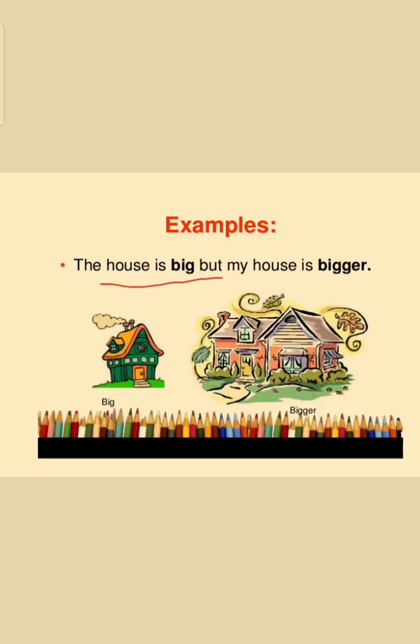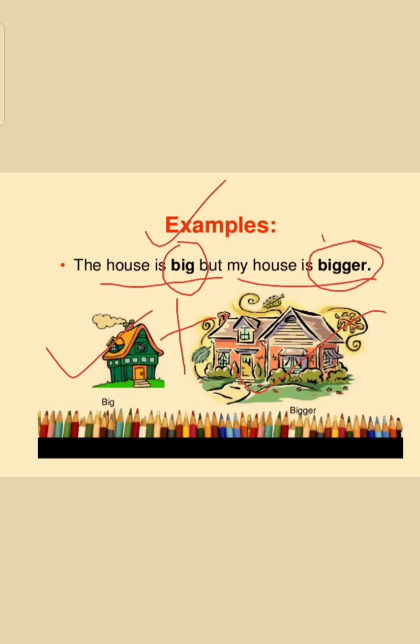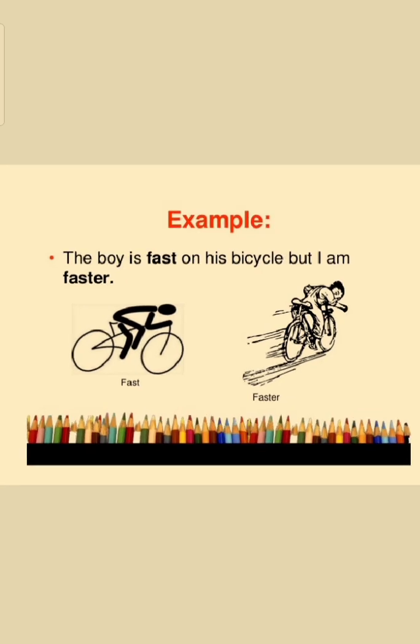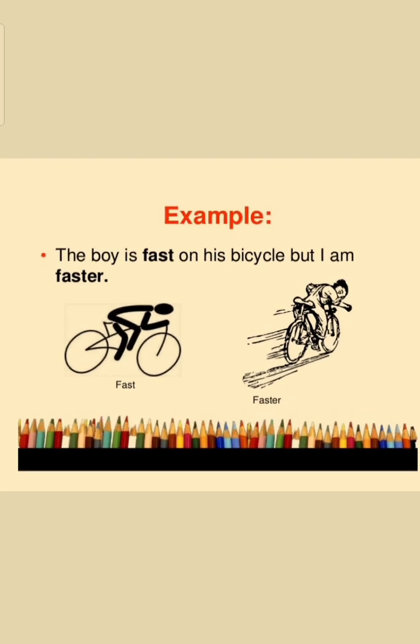Next, these are the examples. The house is big, but my house is bigger. So this is a comparison between two things, two houses, right? The house is big, this is positive comparison, and bigger is comparative comparison. So big is positive degree and bigger is comparative degree, right? Another example for you: the boy is fast on his bicycle, but I am faster. So faster is an example of comparative degree, right?